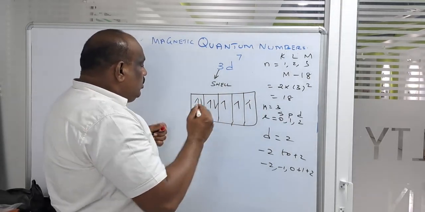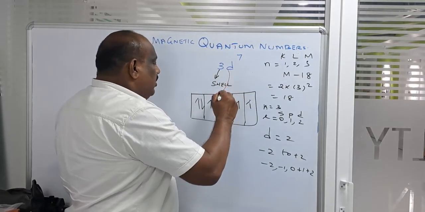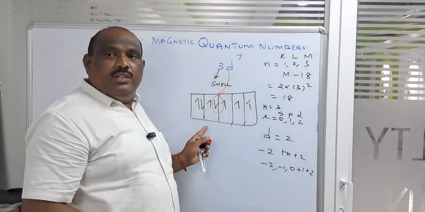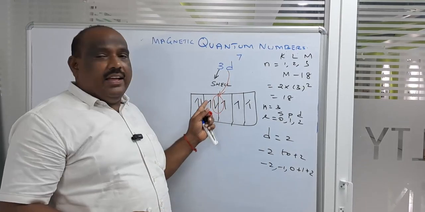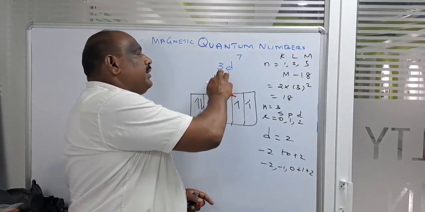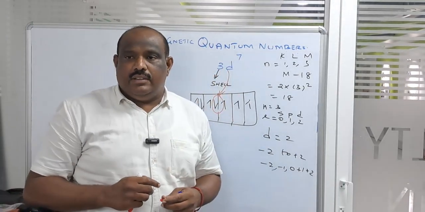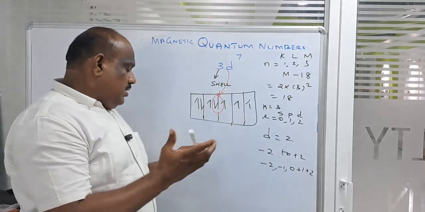So now this value indicates this electron, the one I marked in red color. This electron has been located by the value 3d7. Got the logic? It's very simple.